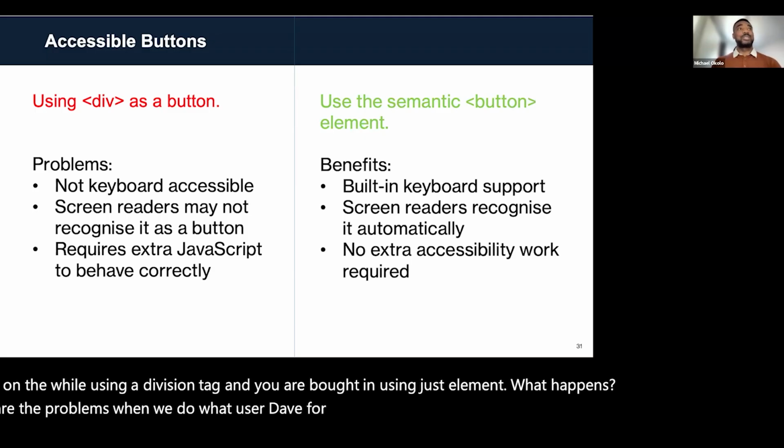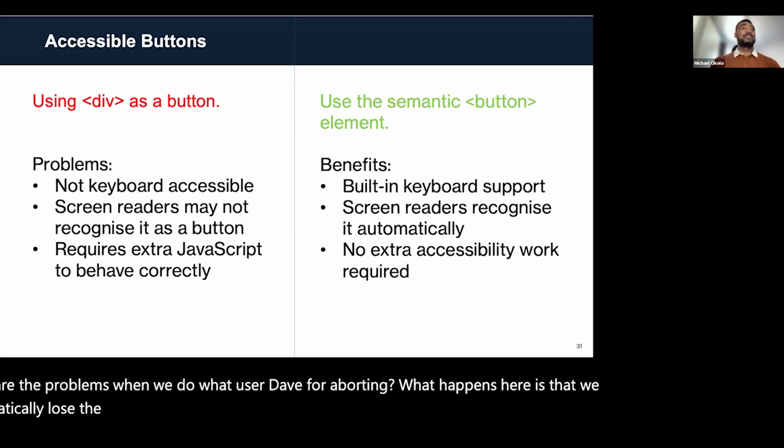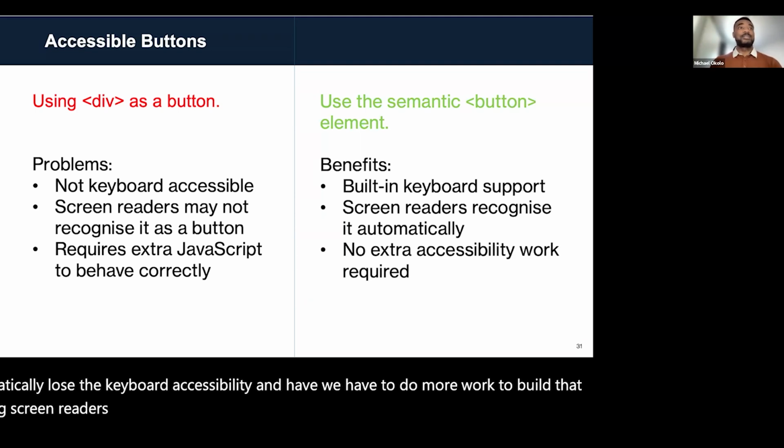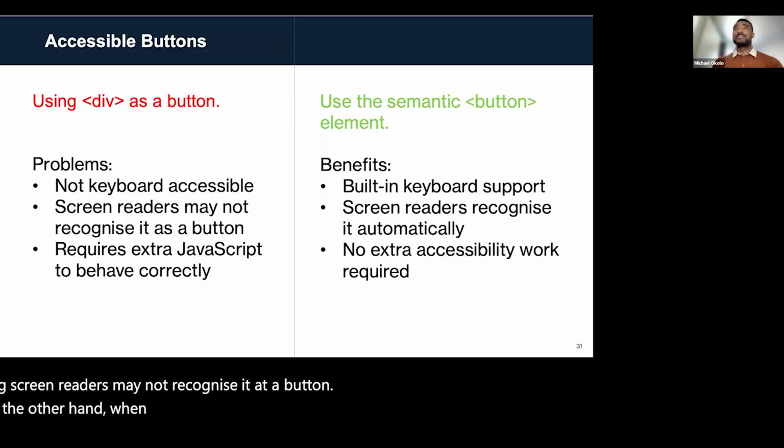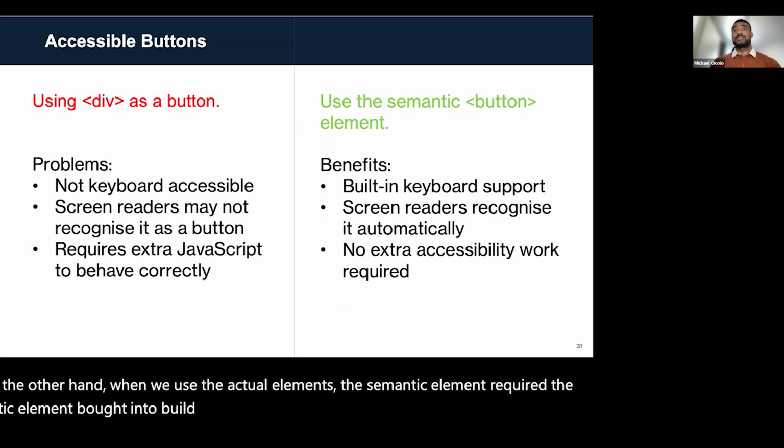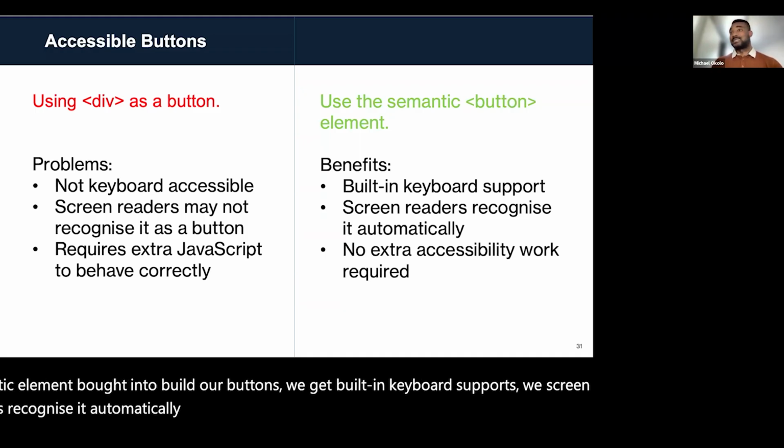What happens here is that we automatically lose the keyboard accessibility and we have to do more work to build that back in. Screen readers may not recognize it as a button. On the other hand, when we use the semantic element button to build our buttons, we get built-in keyboard support. Screen readers recognize it automatically, and no extra accessibility work is required.